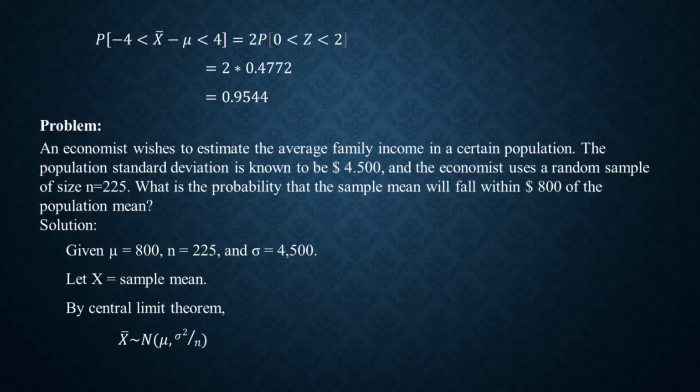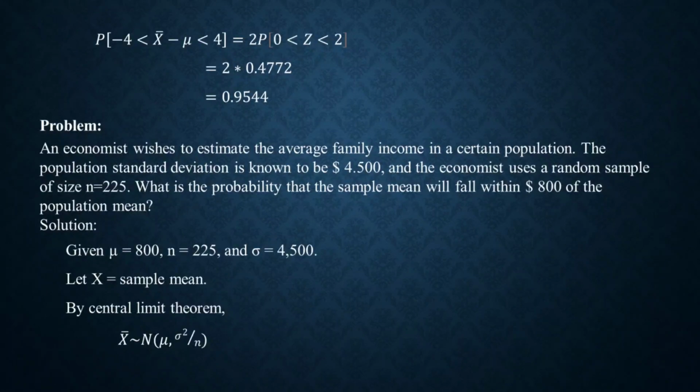Now let us see one more problem using the application of central limit theorem. The problem is, an economist wishes to estimate the average family income in a certain population. The population standard deviation is given to be 4.5. So the population standard deviation is denoted by sigma. And the economist uses a random sample of size 225. So n value is 225. And now we have to find the probability that the sample mean will fall within 800 of the population mean. So population mean is given as 800. It means mu value is 800. Now x bar is our sample mean.